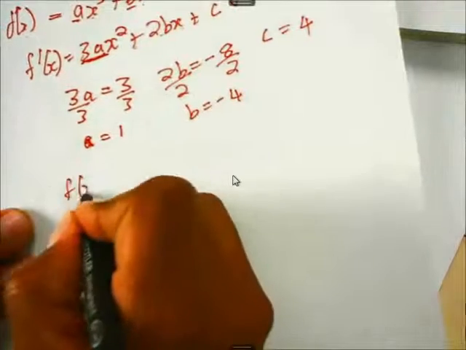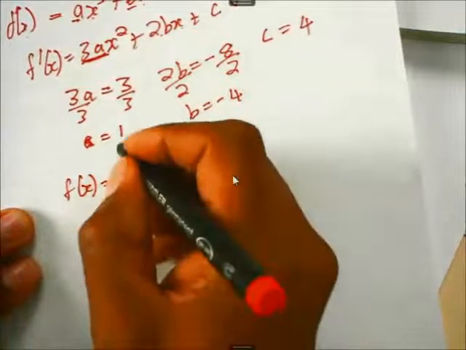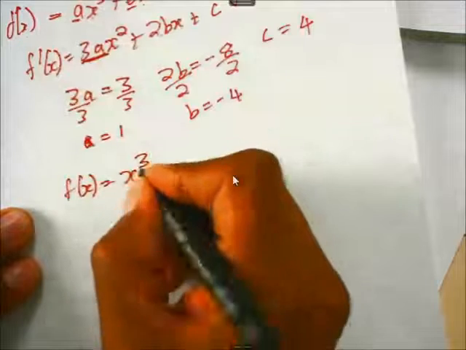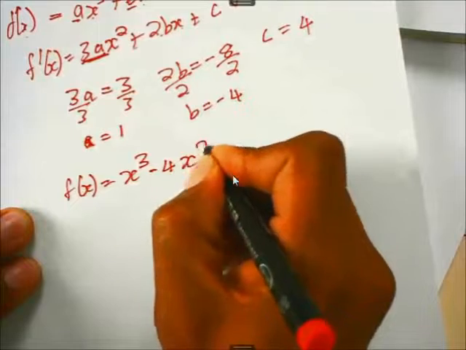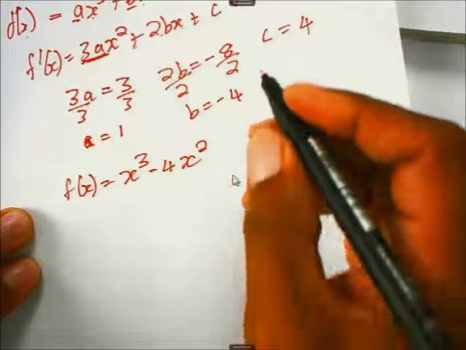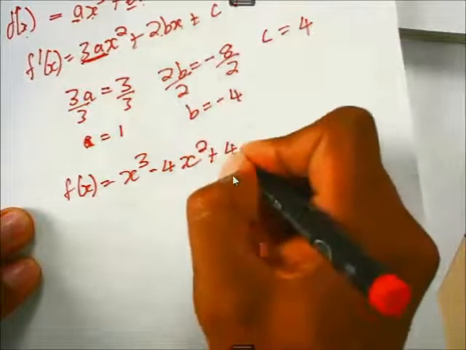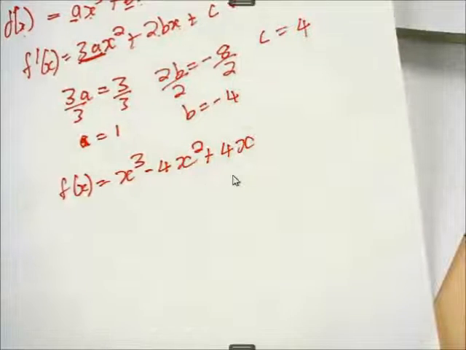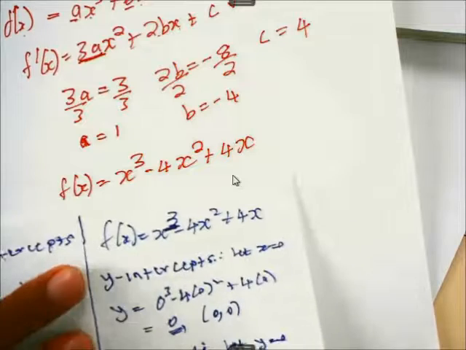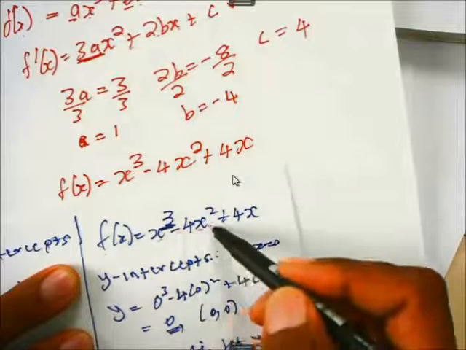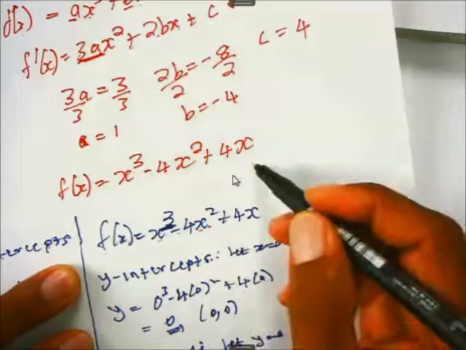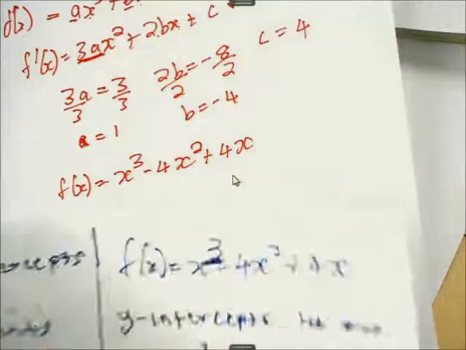Right. What will be the equation of f? Now I can say, therefore, f of x is equal to, a is 1, that is x to the power of 3. That's correct. And now b is minus 4, that is minus 4x squared. And now c is 4, that will be a positive 4x. Now we have the cubic function. You remember at the beginning, this is exactly still the same. We have f of x is equal to x to the power of 3 minus 4x squared plus 4x. It's very important.